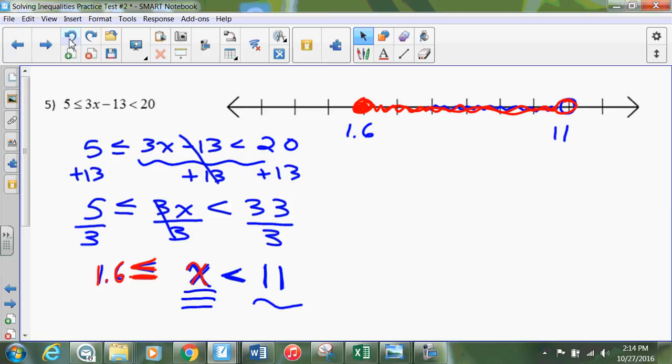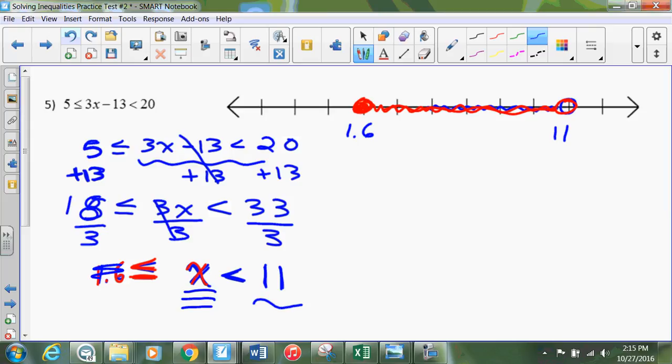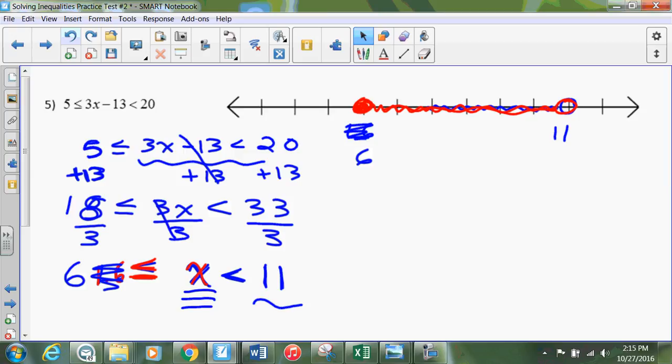You probably were telling me, Miss Overby, you made the mistake. And I did. Look, I put 5 plus 13, and I guess I was so busy talking that I forgot to add them. I said 5 plus 13 is 5. So no, that's 18, and we would get the same answer. Instead of the 1.6, we would get 6. So see, even I make mistakes, and that's okay. We corrected it. All right, so let's change this to 6. Just goes to show how easy it is to make mistakes even when you know what you're doing.